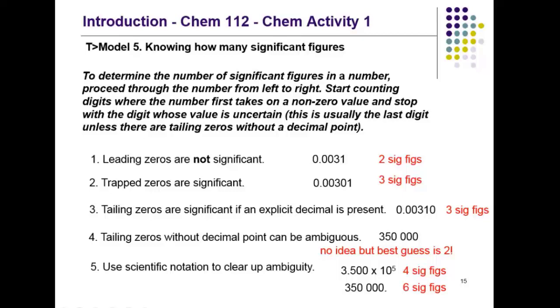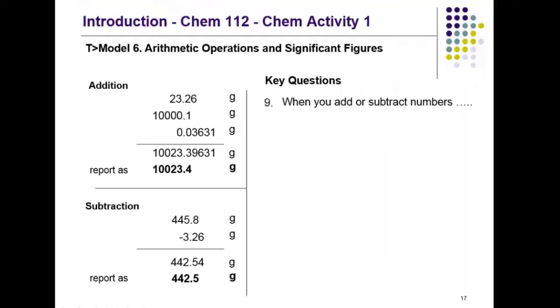In the last part of this activity, we will look at how to attend to significant figures when we manipulate numbers in terms of either multiplication and division or addition and subtraction. In teaching model 6, I will give an example of an addition and a subtraction. Look carefully at the example and see if you can divine the strategy used in this approach.